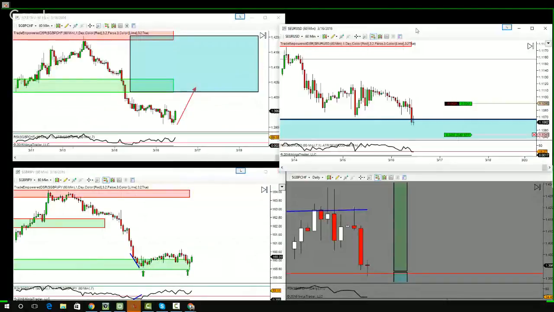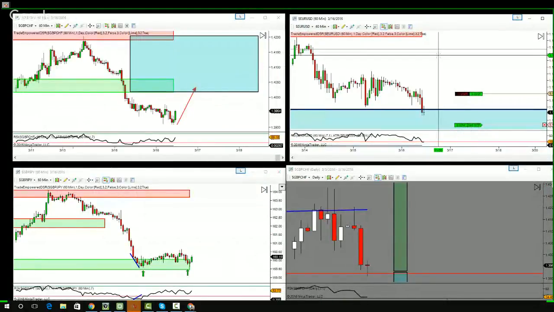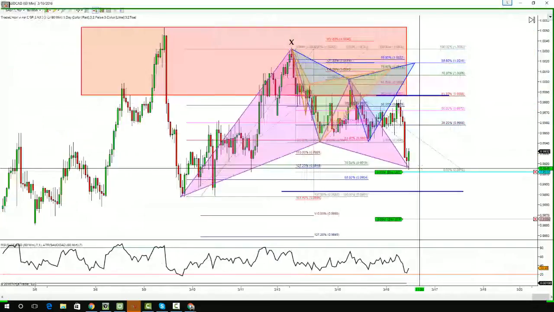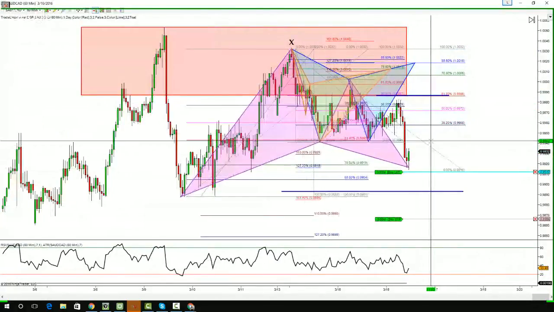I'll see if we get filled on Aussie CAD yet. I was looking at them, and I'm like, I should just stop trading this. That stinks. I should just stop trading this formation.